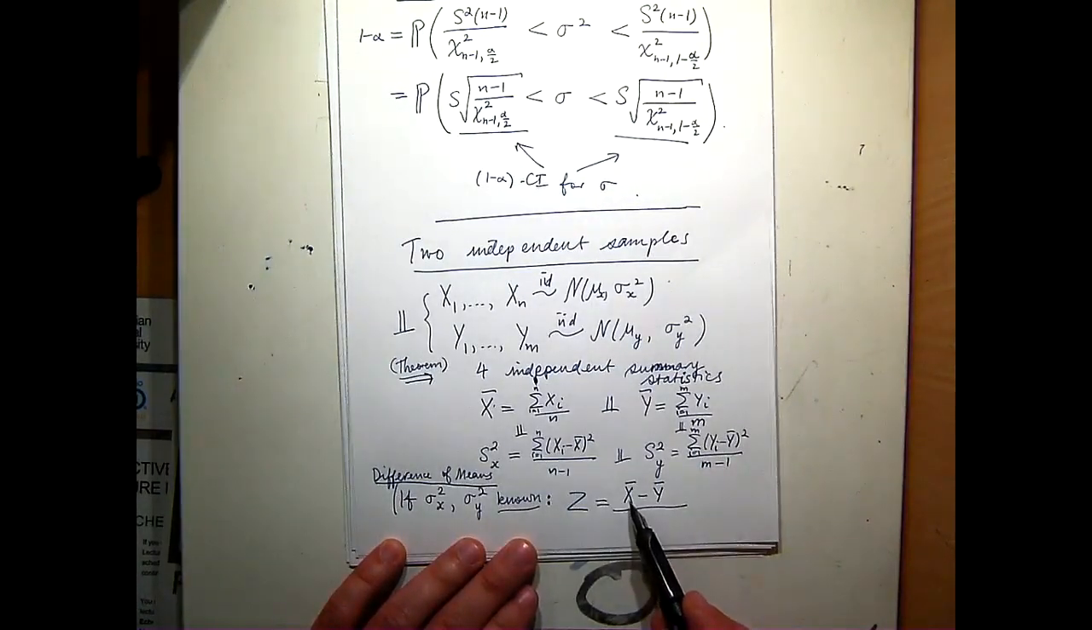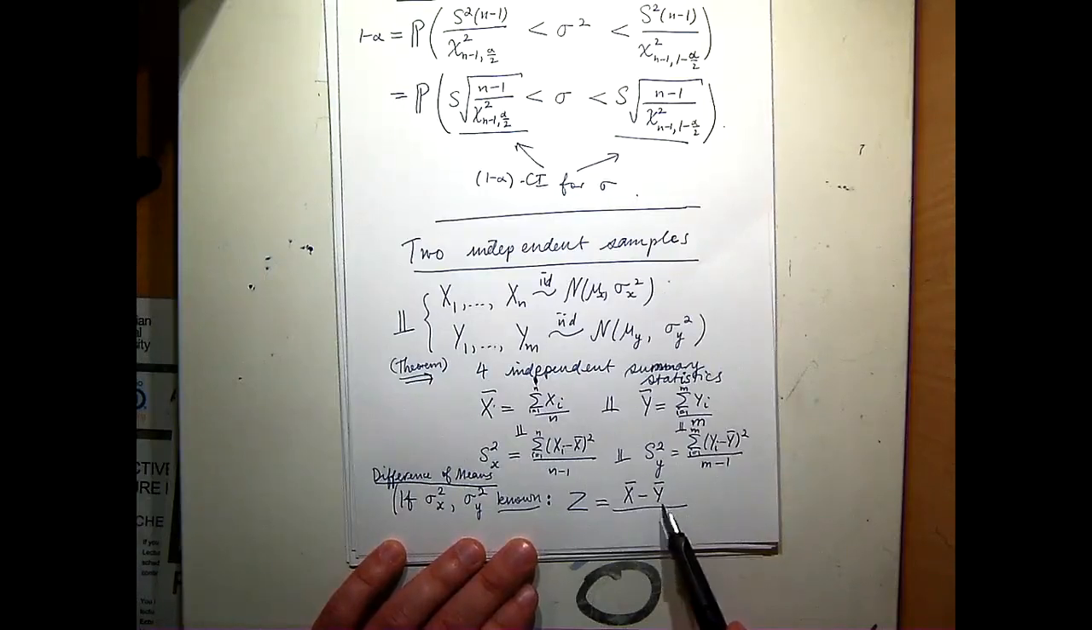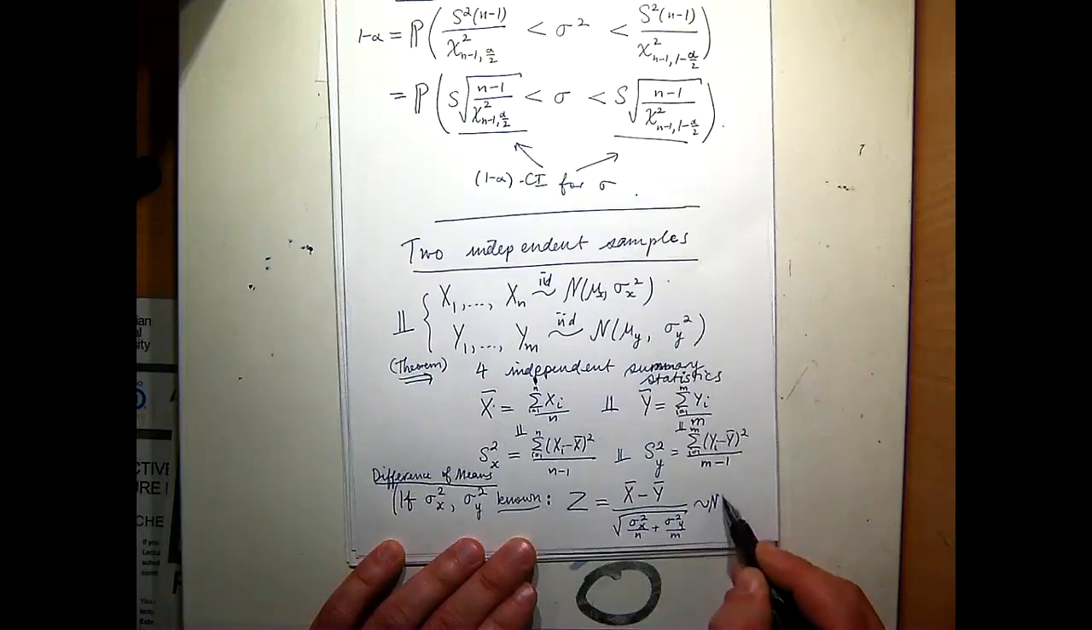Standard error, it's easy to calculate. The variance of x bar is sigma squared x over n, and this is sigma squared y over m. So you add those together. Independent samples, you add the variances. So that's the square root of sigma squared x divided by n plus sigma squared y divided by m. Okay? So clearly that has a distribution normal 0, 1.